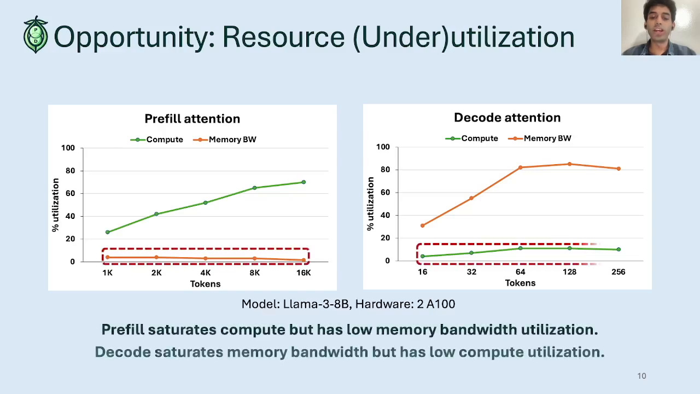We noticed that the utilization of memory bandwidth for prefill was below 5% and compute for decode was below 10%, which is quite low. From this we ask, is it possible to saturate both the compute and memory bandwidth together by performing these operations together? To answer this question, we must first look at how a GPU processes operations.